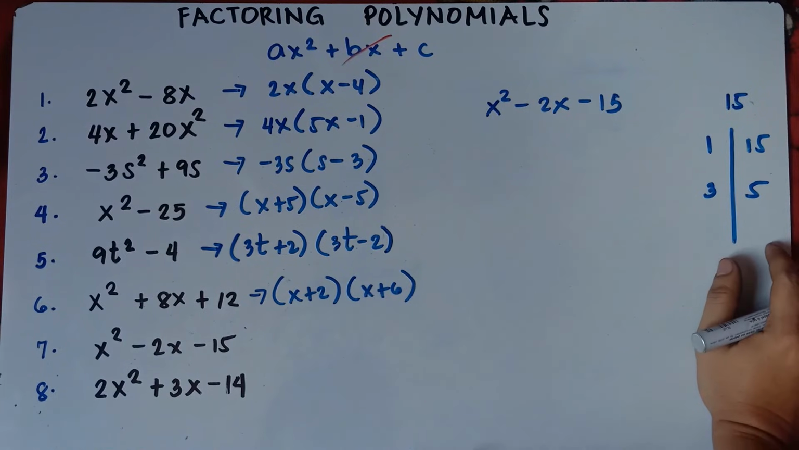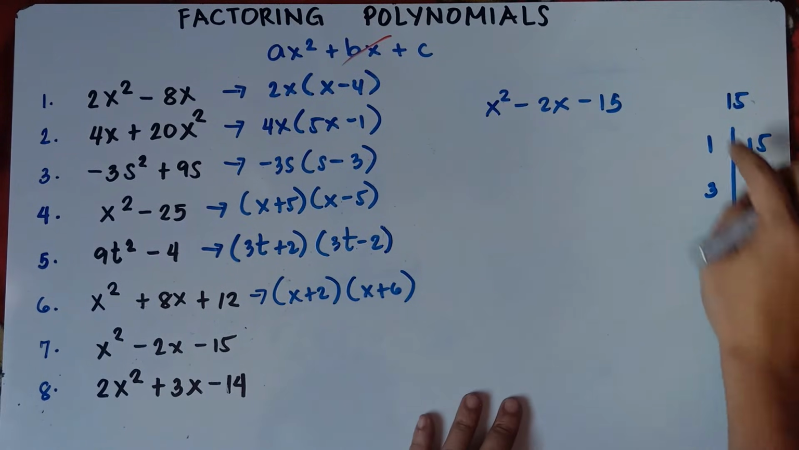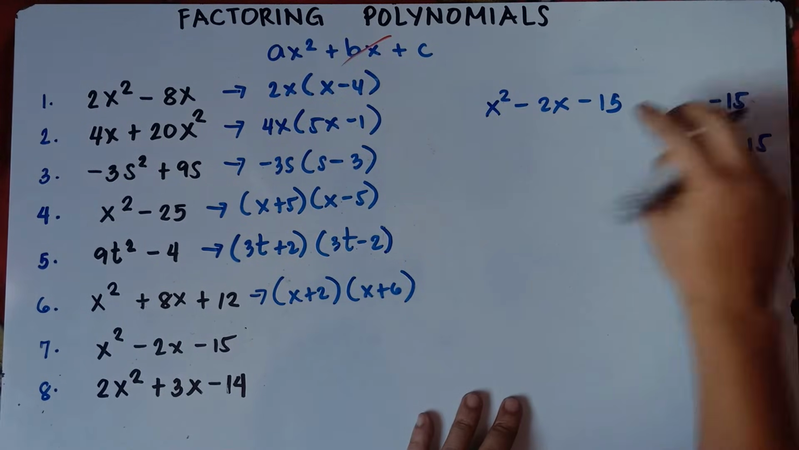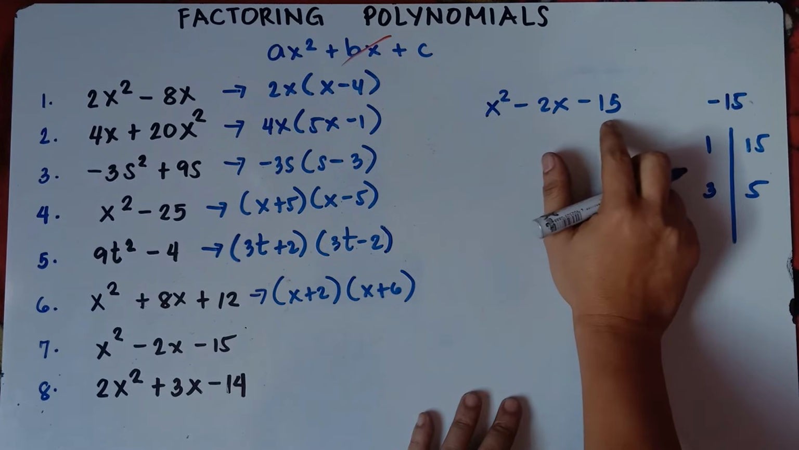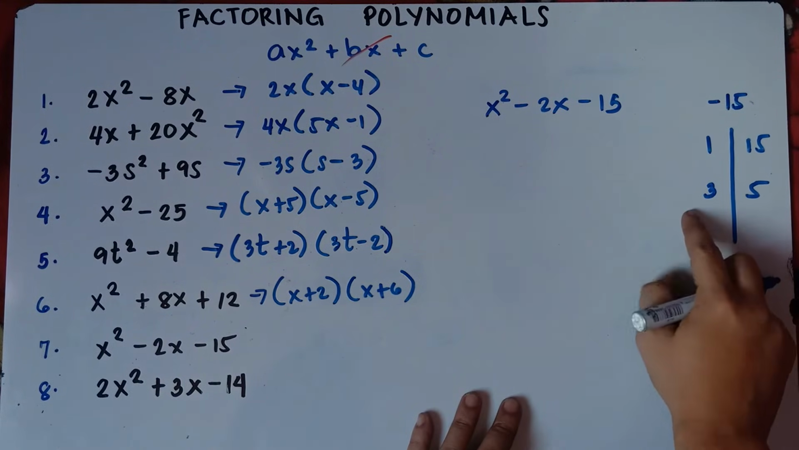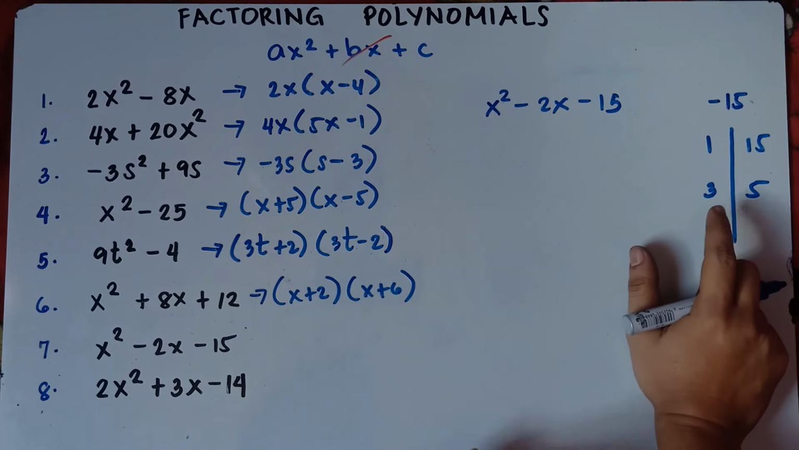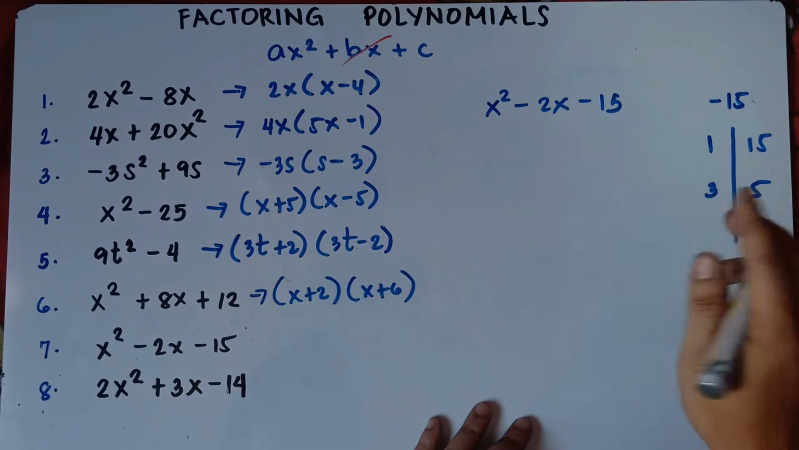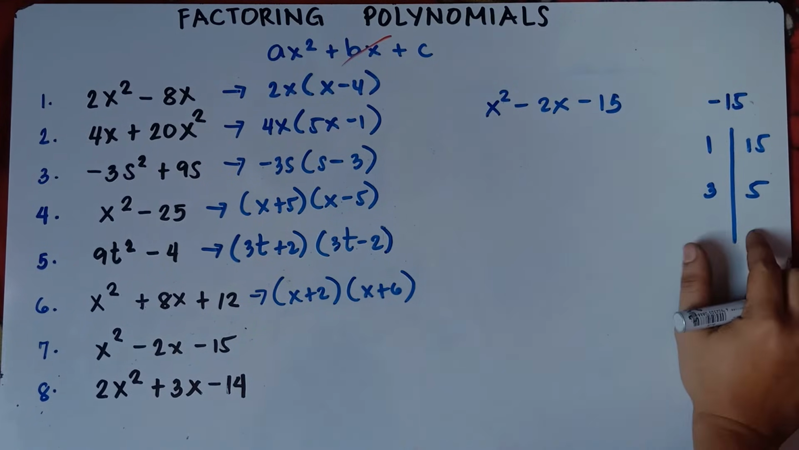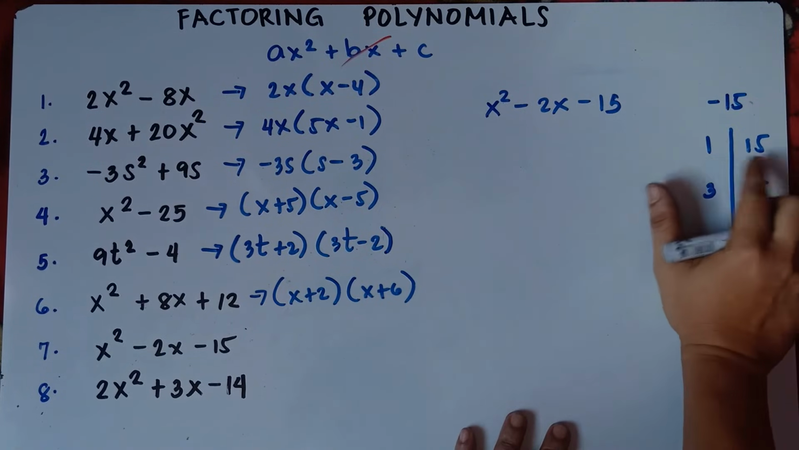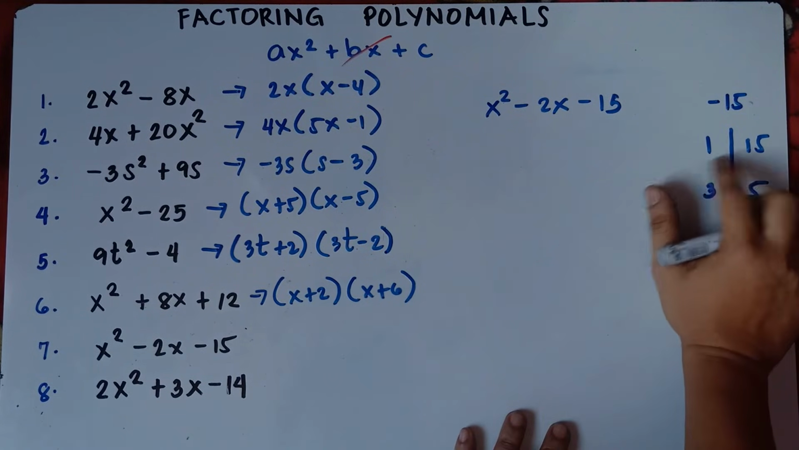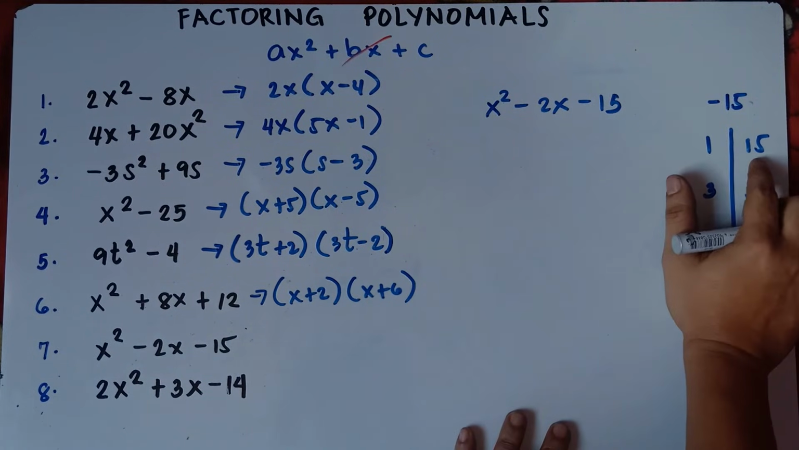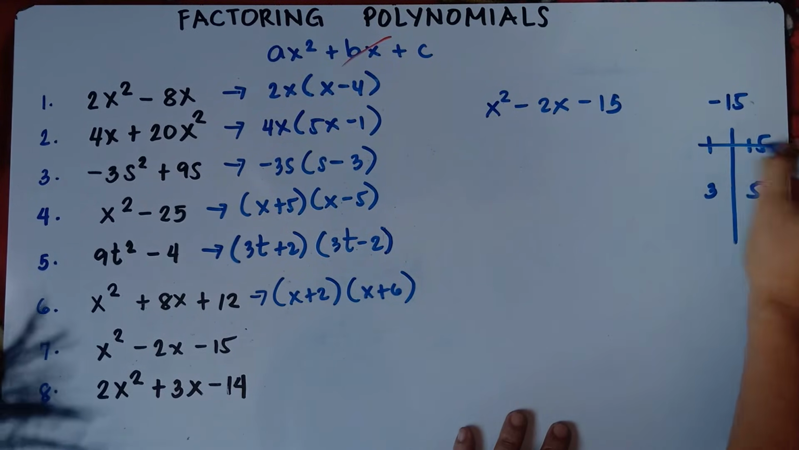So you find two numbers that when you multiply, you get negative 15, since our constant is negative 15. So one number should be negative, because positive times negative is negative, and negative times positive is still negative. If we use 1 and 15, adding gives 16, and subtracting 15 minus 1 gives 14. So it's impossible to use 1 and 15.